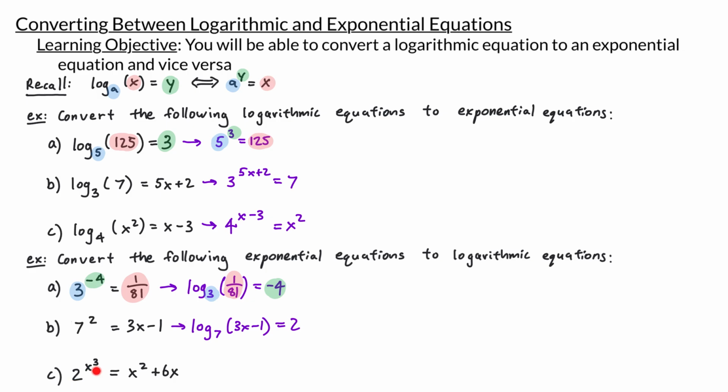We have 2 to the power of x cubed equals x squared plus 6x. Let's convert this into a logarithmic equation. The base of the exponential is the same as the base of our logarithm, so we'll have log with base 2. The result of the exponential equation is what we're taking the logarithm of. So we're doing log with base 2 of x squared plus 6x. And then lastly, the exponent is the answer to our logarithm. So the x cubed goes on the right-hand side. So in this video, we've gone over how to convert a logarithmic equation to an exponential equation and vice versa.